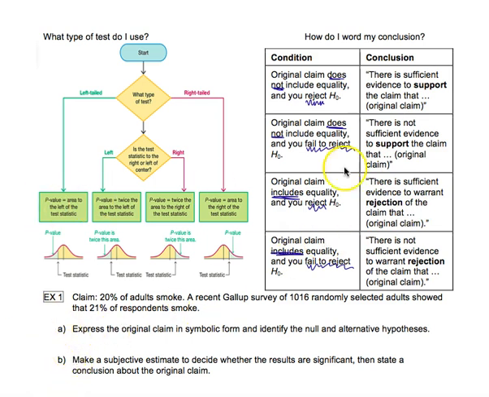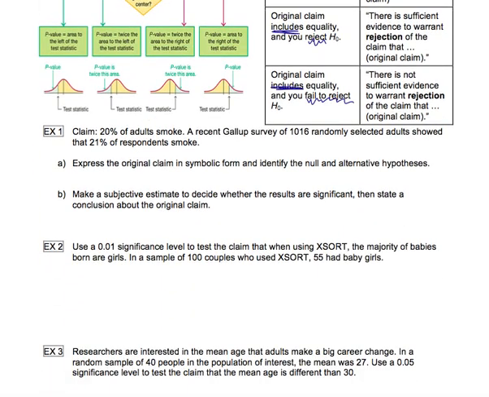Okay, so let's actually take a look at our examples, so how you're actually going to be using all of this information. So example 1, it says claim 20% of adults smoke. A recent Gallup survey of 1,016 randomly selected adults showed that 21% of respondents smoke. So what we want to do is express the original claim in symbolic form and identify the null and alternative hypotheses.